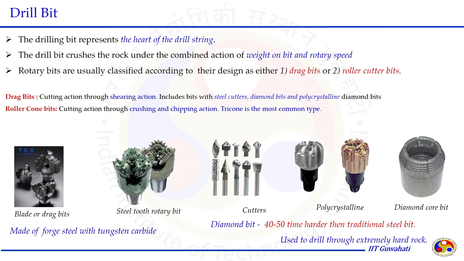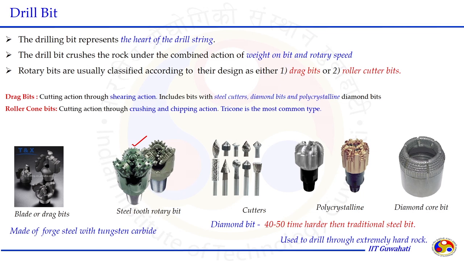Rotary bits are usually classified according to their design. Either they are drag or blade bits, or rotary cutter bits. The drag bits work on the action of shear force. They include bits with steel cutters, diamond bits, and polycrystalline diamond bits. Roller cutters or roller cone bits use the action of crushing and chipping. Tricones are the most common type. So this kind of tricone is created because they are more effective to perform the drilling operation.